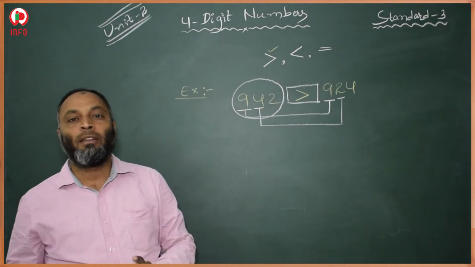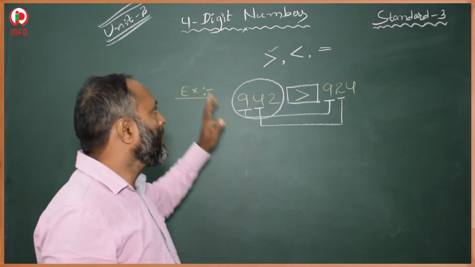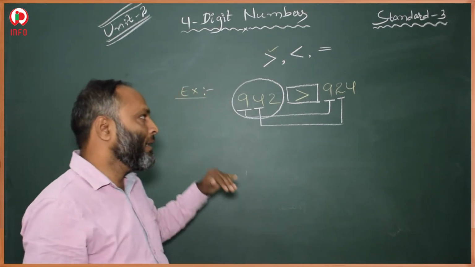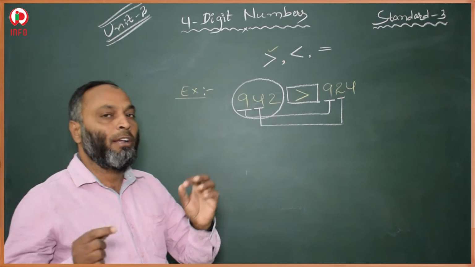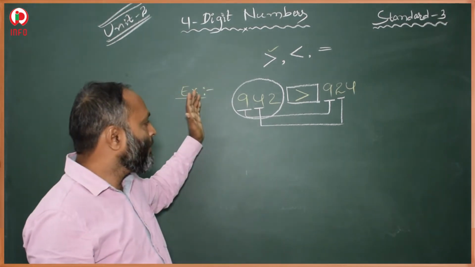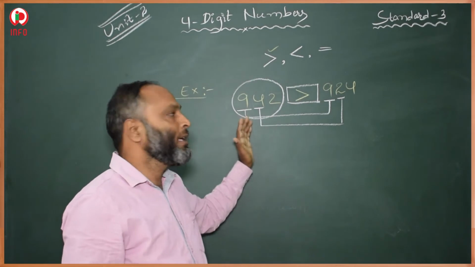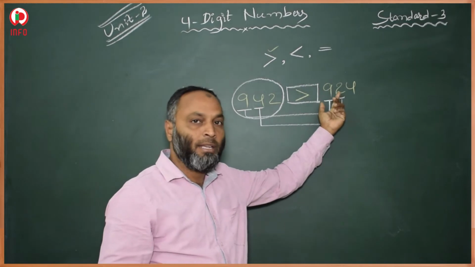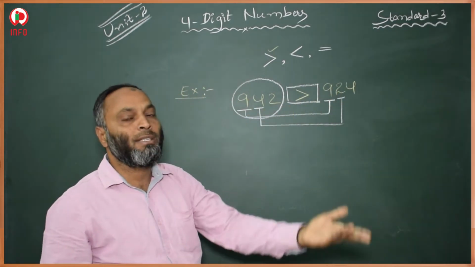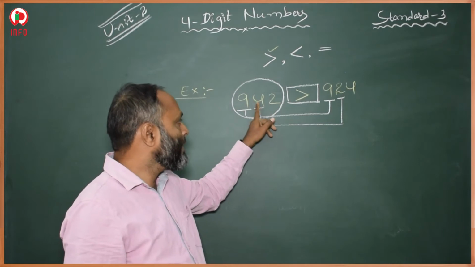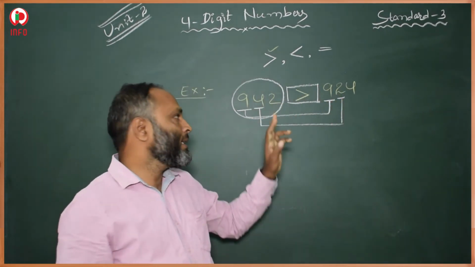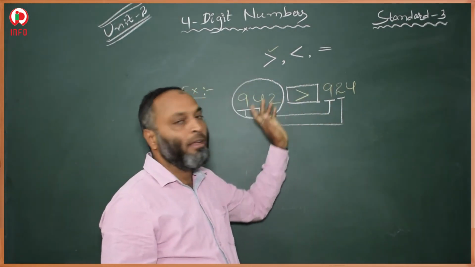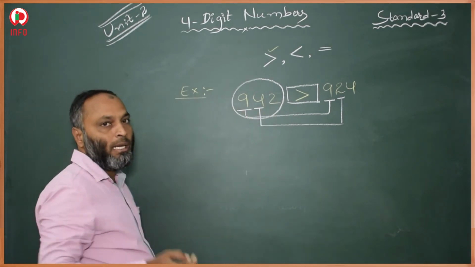When two 3-digit numbers are given, how to compare which one is greater and which one is less? First we go from the hundreds place. Here 9 is there and here also 9 is there. Both are the same, then we go for the second, that is the tens digit. Here 4 is there and here 2 is there. In the tens digit, this one is bigger, so this is the bigger number. In this way we compare two 3-digit numbers.